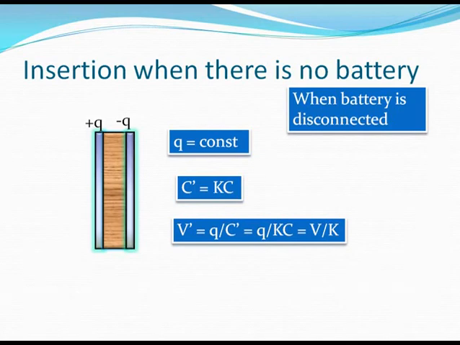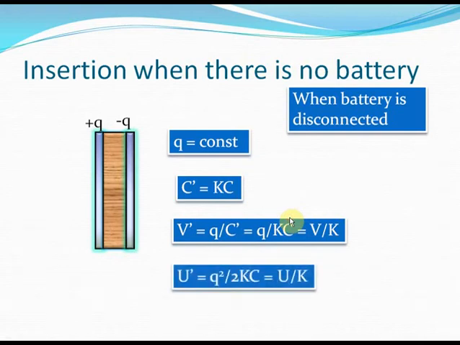Well, as you already know, the energy stored is Q squared by 2C. Now Q is constant, but C has become K times. So the energy also becomes 1 by K times the initial energy.